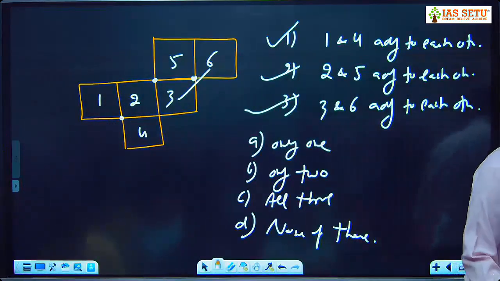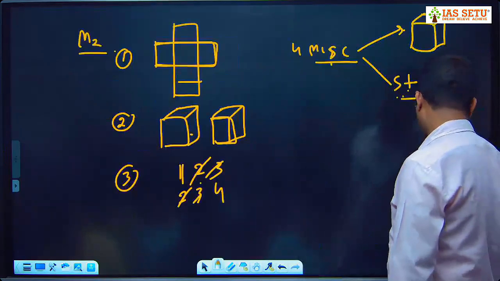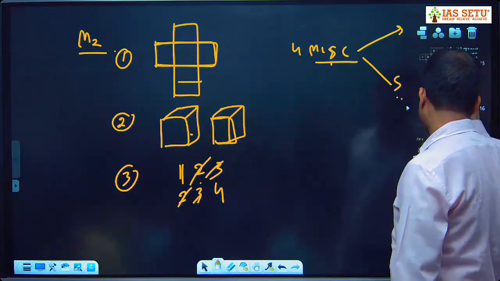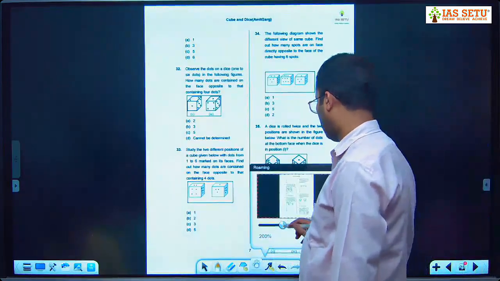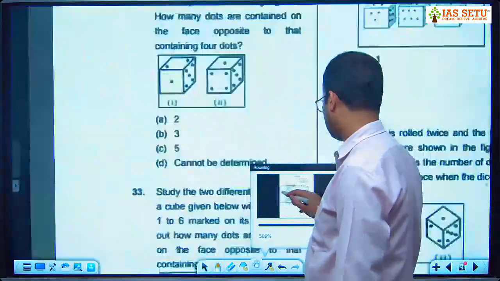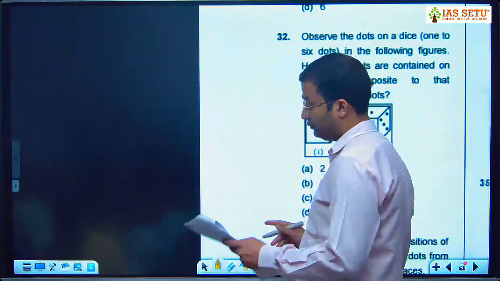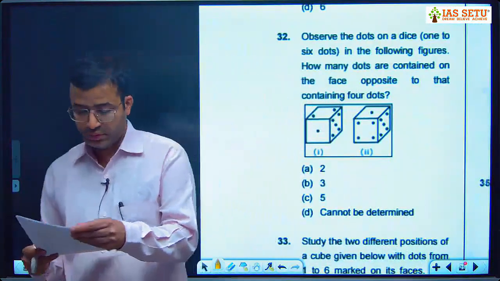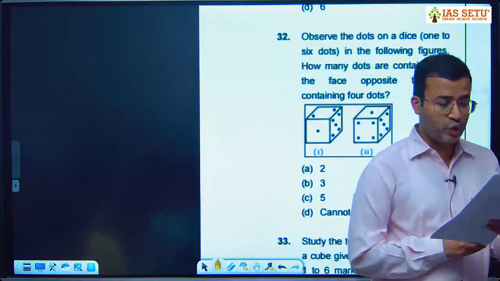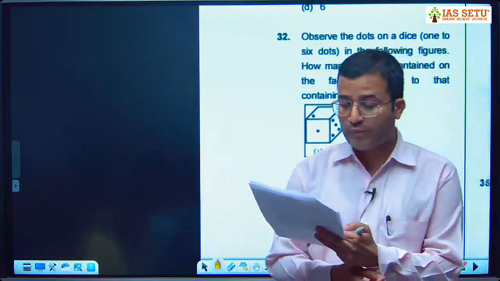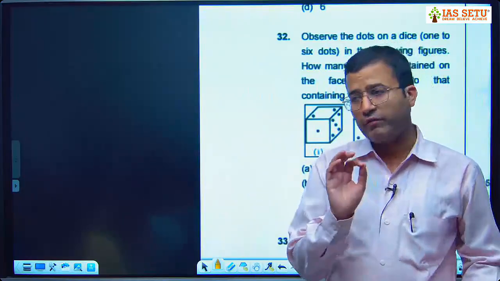Okay, now next is question number 32. Observe the dots on a dice 1 to 6 dots in the following figure. How many dots are contained on the face opposite to that containing 4 dots? Very easy question.